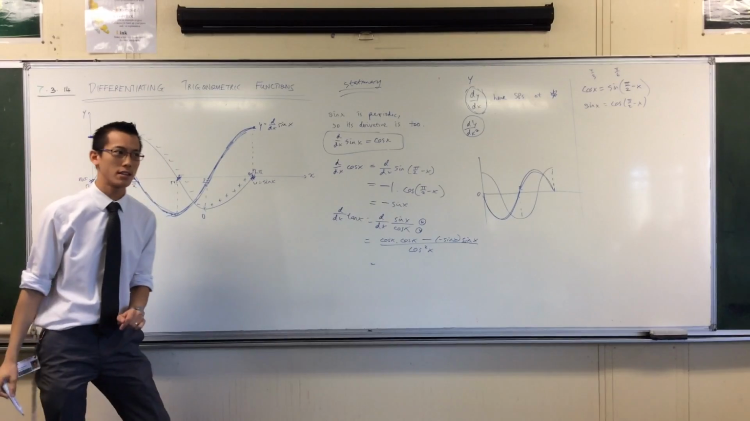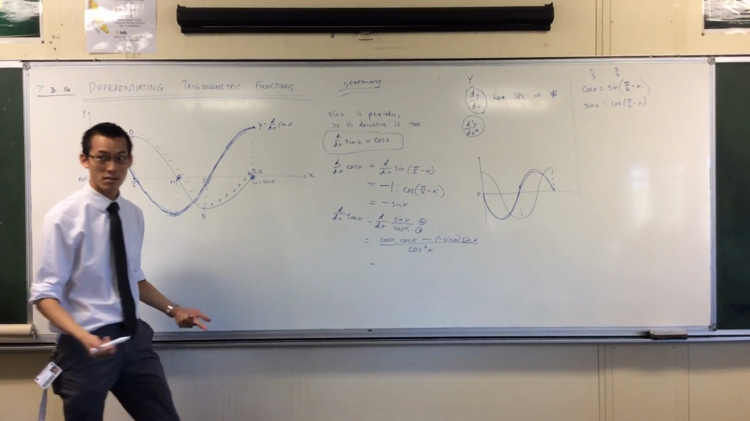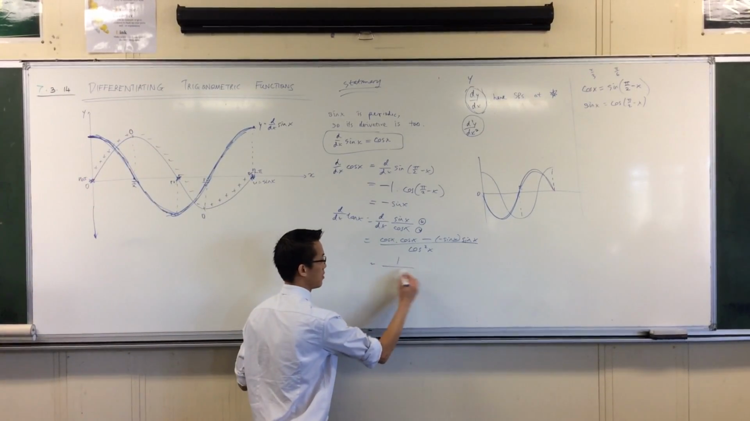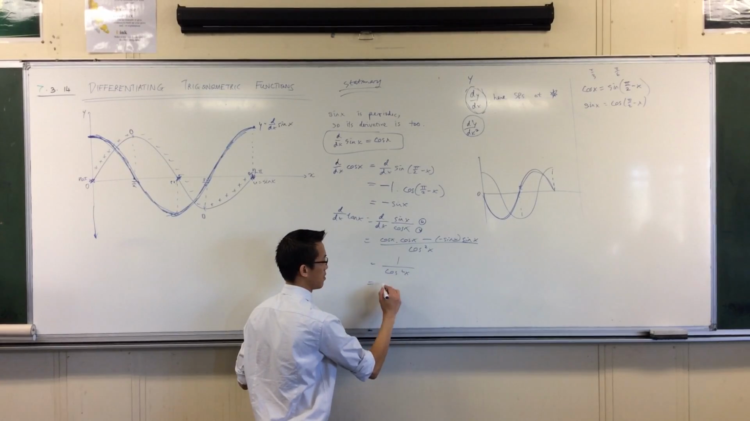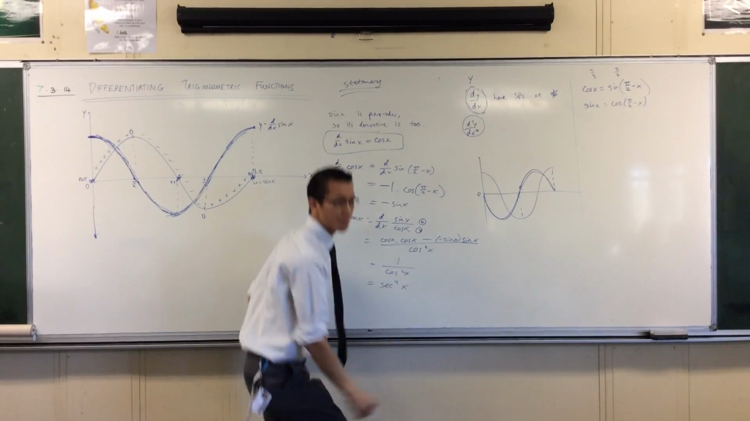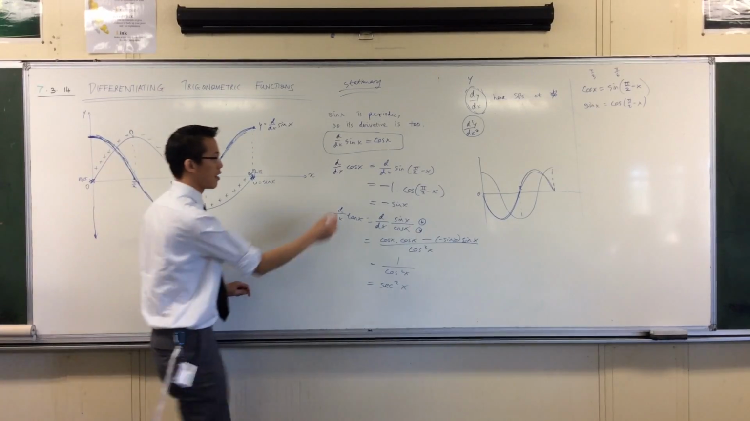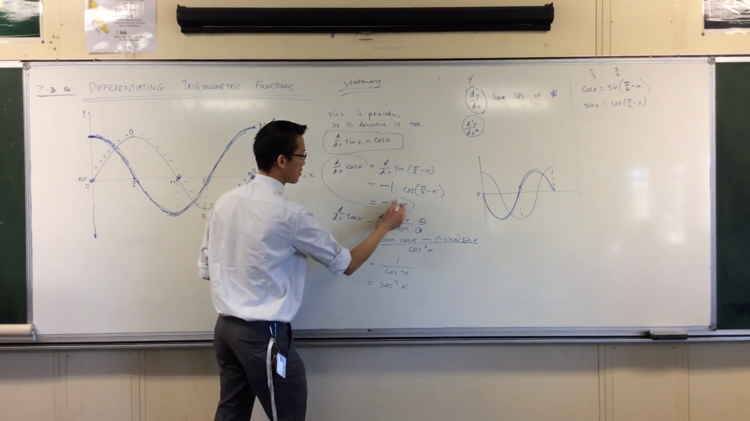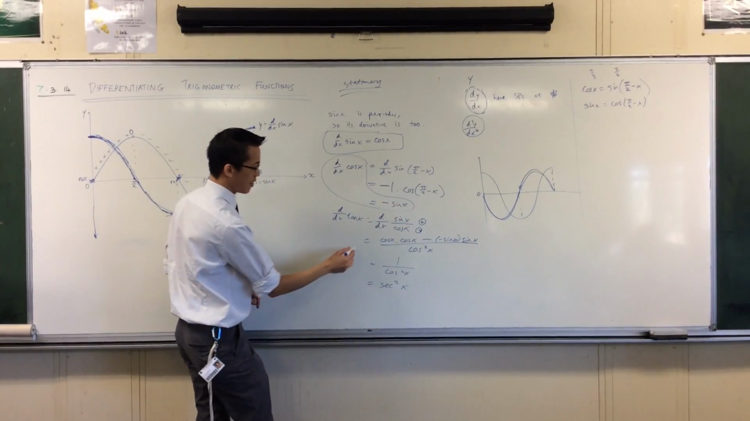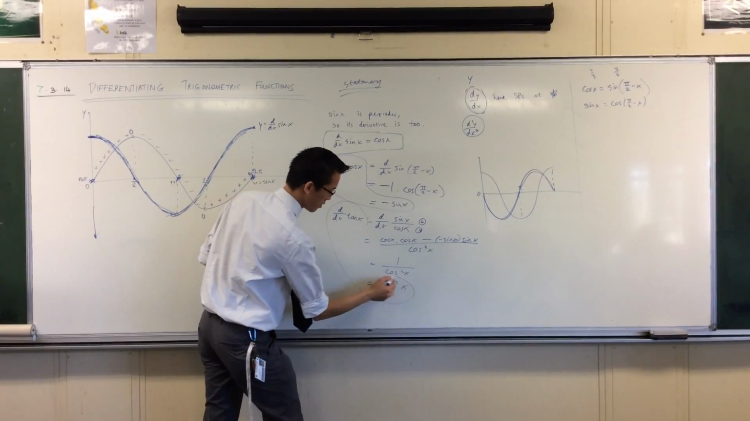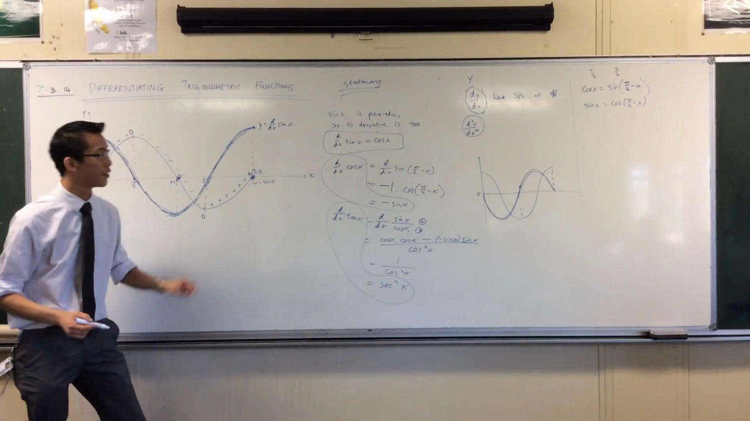I've got cos squared plus sine squared, which is? Okay. So there you go. There's 3 results. Cos and tan, which of course are built off of sine.